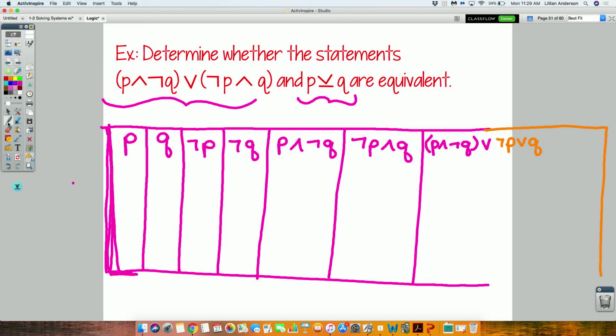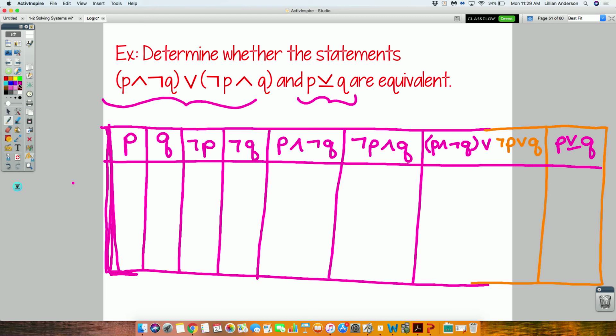Okay? So that takes care of the first one. And then what about the last one? P exclusive or Q. So this is it as one table. If you did it as two separate tables, you would need these first rows here for the first one, and then just P and Q and then the last one.